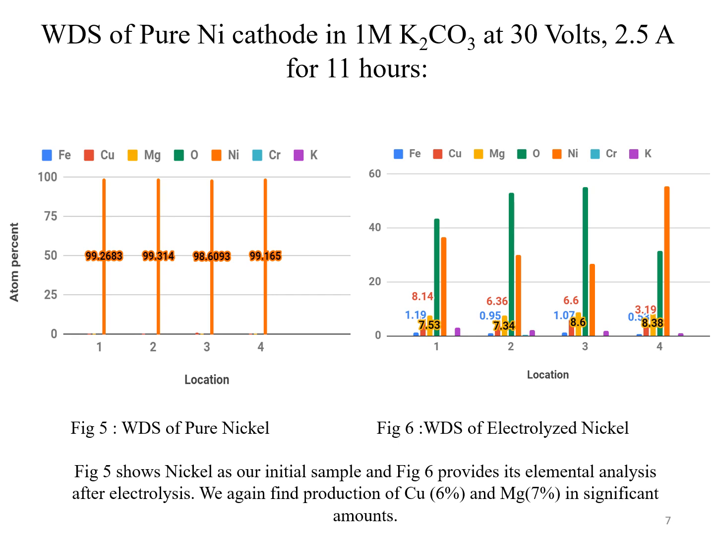So copper is present at about 6% and magnesium has been generated at all the 4 spots at about 7%. These are quite significant amounts, and the WDS data also confirms the EDS data. Please note that the energy resolution of the EDS is about 100 electron volts, whereas the energy resolution of the WDS is much finer. It is 10 electron volts.